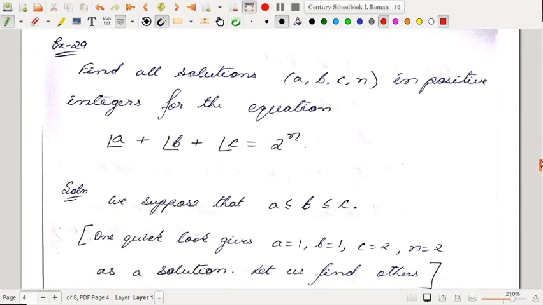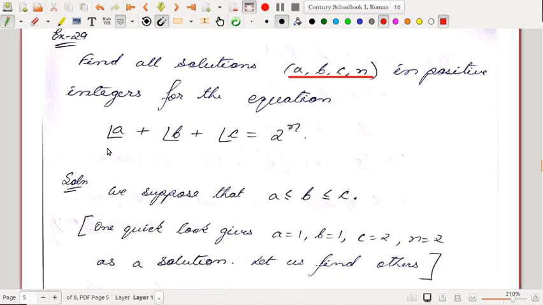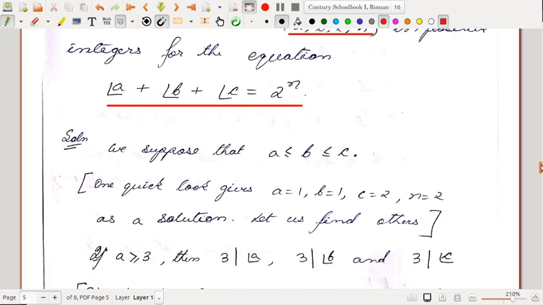Next, another problem that I'll discuss for today is: find all solutions a, b, c, n in positive integers of the equation factorial 1 plus factorial a plus factorial b plus factorial c equals 2 to the power n. So what are the positive integers a, b, c, and n which satisfy this? Let us take a as 1, b as 1, and c as 2. In that case factorial a plus factorial b plus factorial c comes out to be 4, and 4 can be written as 2 square. So one solution is already there, a ready-made solution. That means this equation may have some solutions.